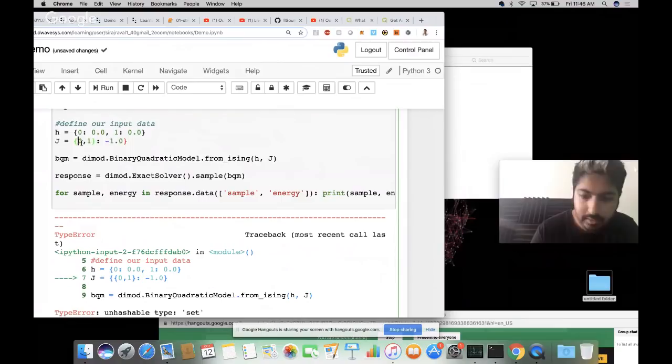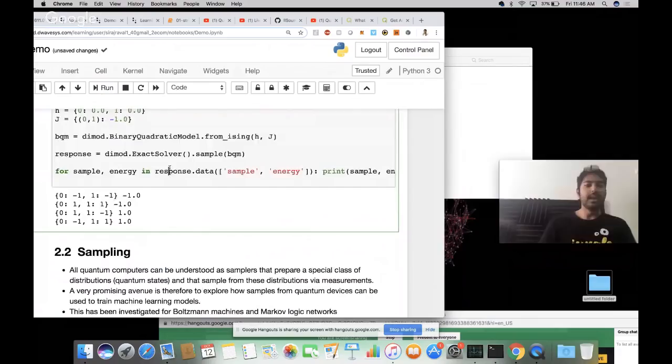Oh, this has to be parentheses. Okay, all right, cool. So what this did is it simultaneously computed all the possible states that it could be in, those coefficients, and it found what they are, and then we're printing them all out at the same time.